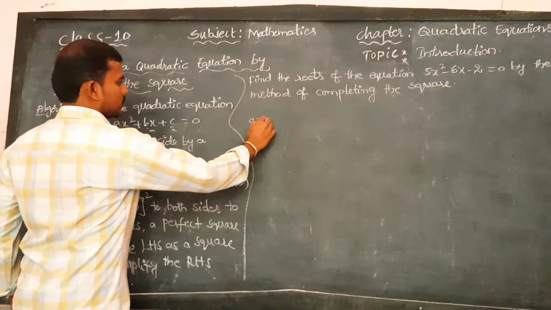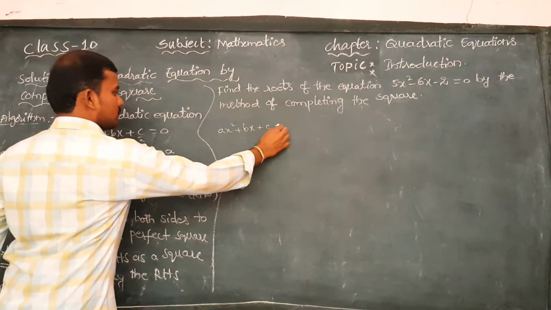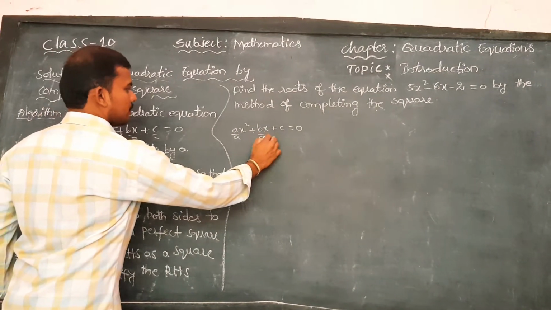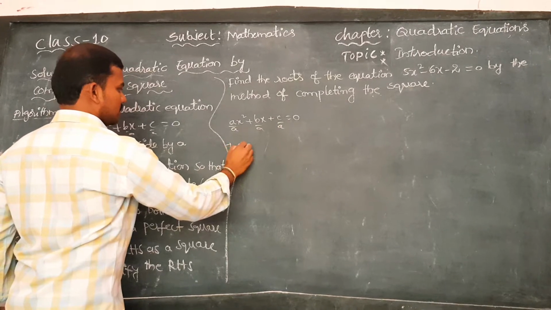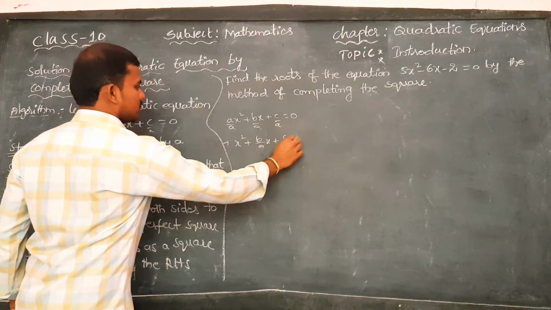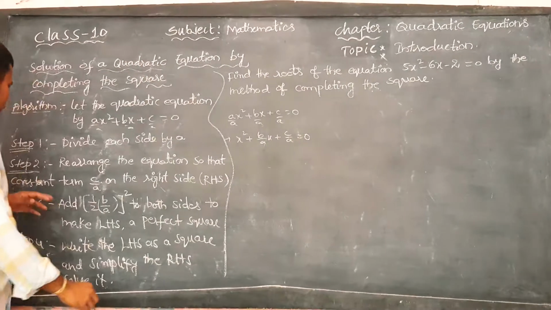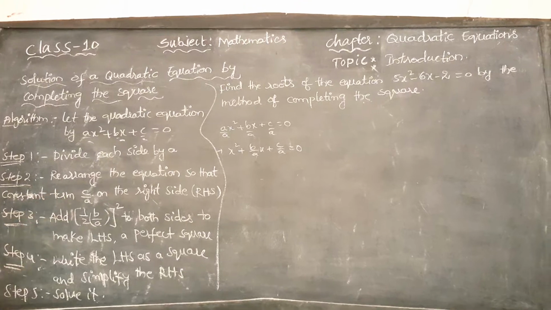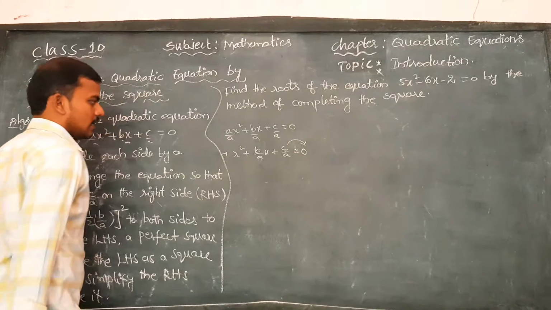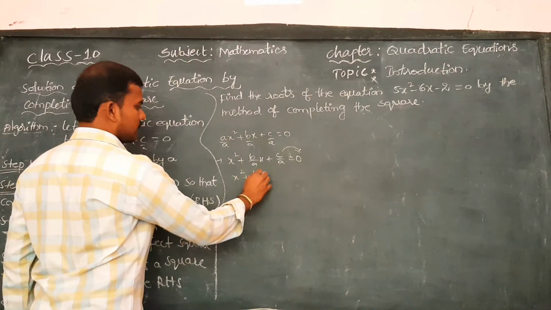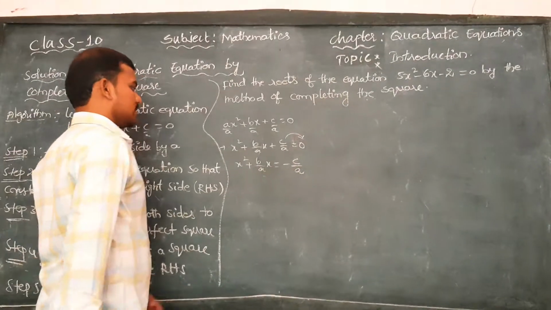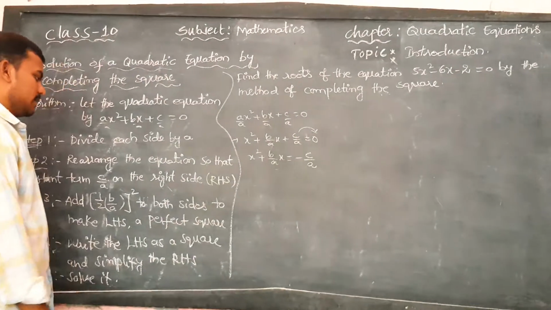So ax square plus bx plus c is equal to 0. Step 1 is divide each side by a, and it becomes x square plus b by a x plus c by a is equal to 0. And step 2 is rearrange the equation so that the constant term c by a is on the right side. So x square plus b by a x is equal to minus c by a; c by a is sent to the RHS, so it becomes minus c by a.